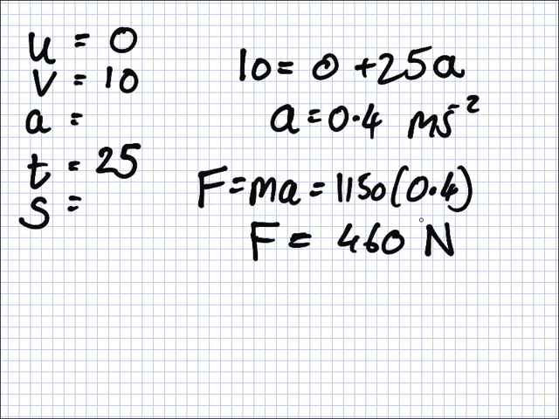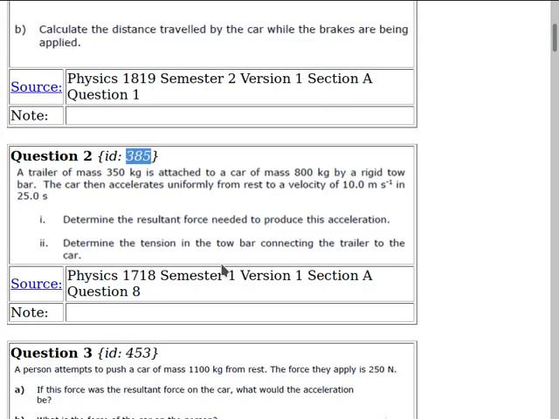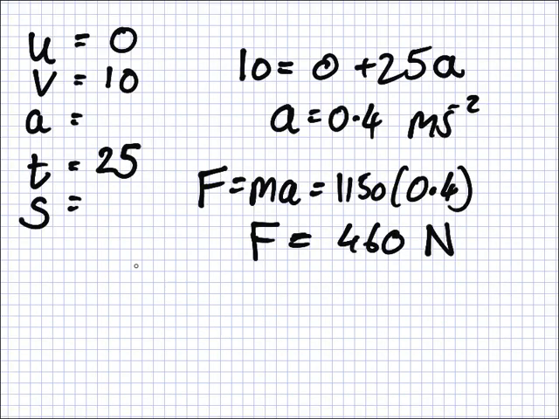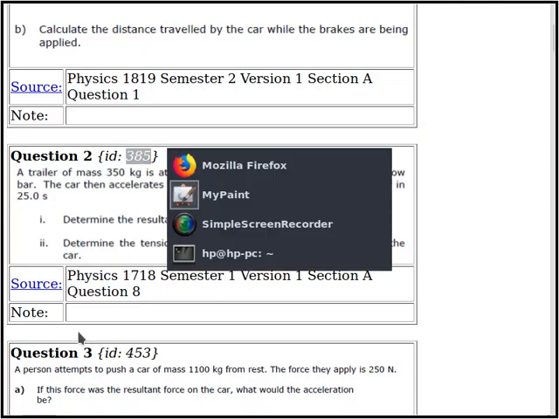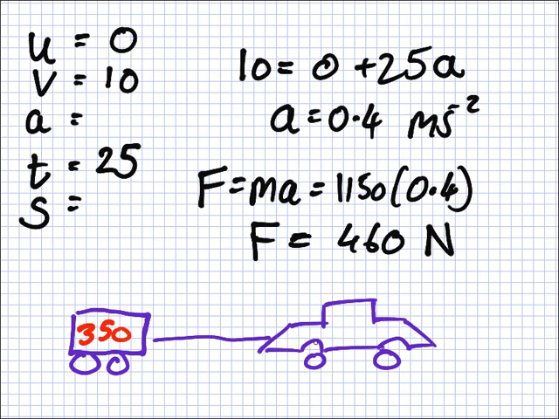Now the second part is a little trickier. What is the tension in the tow bar? Let's draw a little picture to help us. Here's the trailer, and then that's my car. I know it looks more like a spaceship. If you look at the trailer, its mass is 350 kilograms and this is 800 kilograms. How many forces are acting on the trailer? Well, there's just the one force. The tow bar.